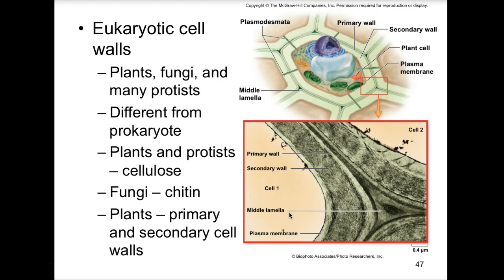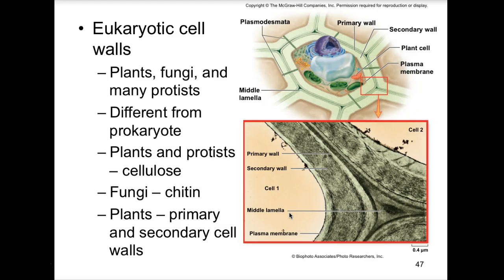In plants and protists, the major component of the cell wall is cellulose, which is the most abundant organic compound on Earth. In fungi, it's going to be made up of chitin. That's also the structural carbohydrate, or polysaccharide, that we see in the exoskeleton of arthropods.